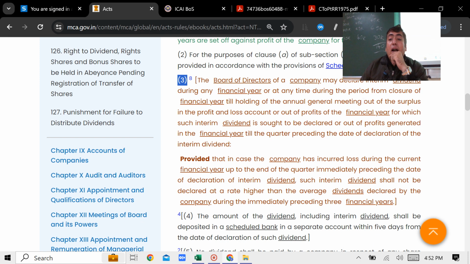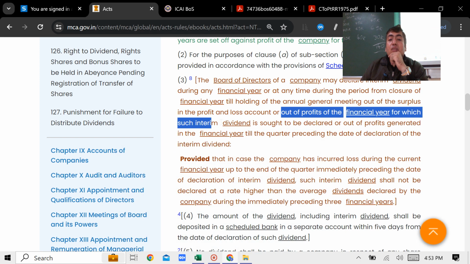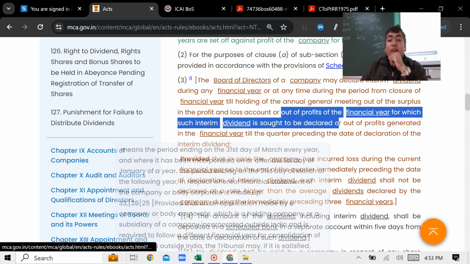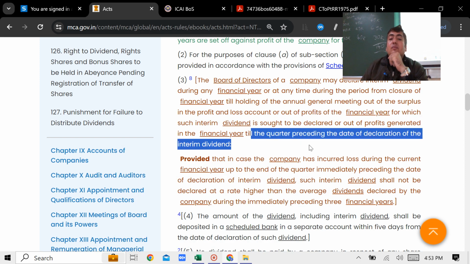Out of the surplus in the profit and loss account, or out of the profits of the financial year for which such interim dividend is sought to be declared, or out of profits generated in the financial year till the quarter. So guys, already declared profits, that means the previous year's profit, you can go for, no issue. Or the profit which you have earned till the quarter.